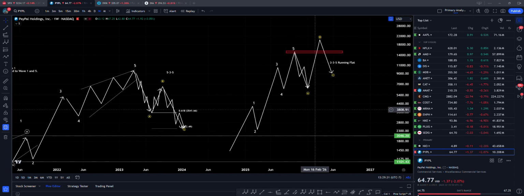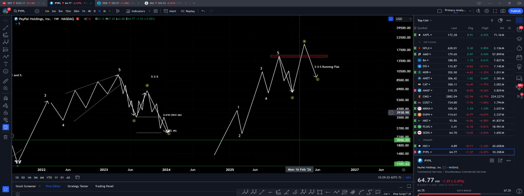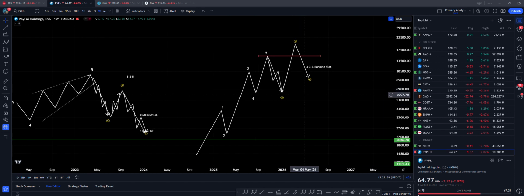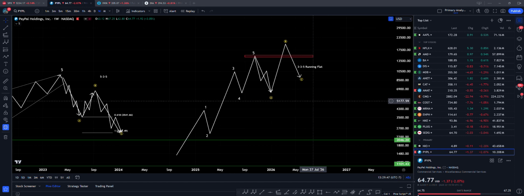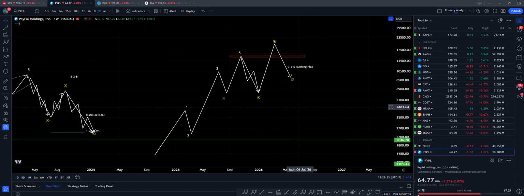So you learned about a regular flat where the retracement of B is 90% and C comes back down to A or below, or you have an expanded flat where B goes above but C still comes down to A, and you have this running flat where B goes above and C doesn't even come near to A, right? So this is your third kind of flat.